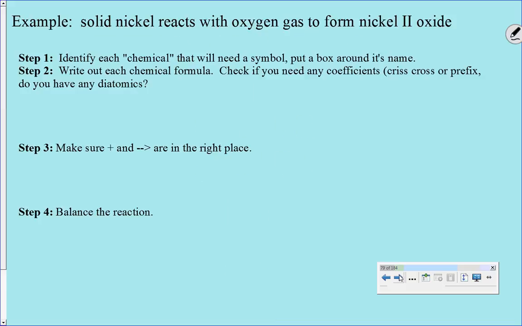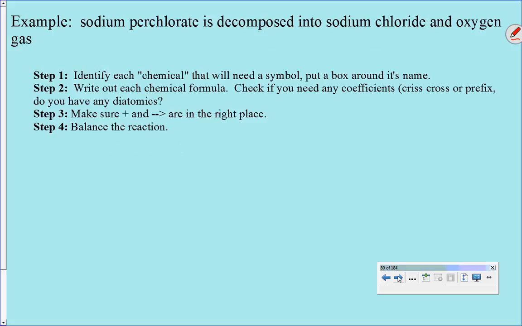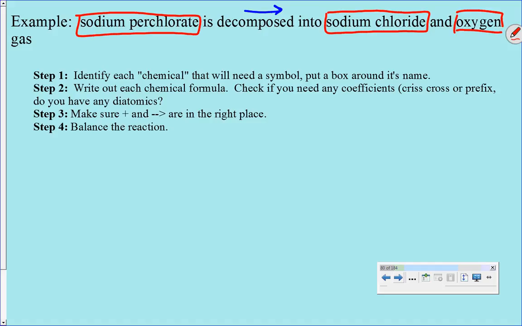Next example. Solid, oops, that's the same question, sorry. Sodium perchlorate is decomposed into, that's actually going to be our arrow, sodium chloride and oxygen gas.